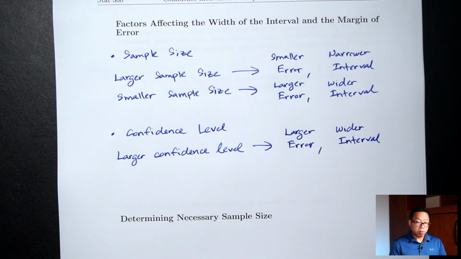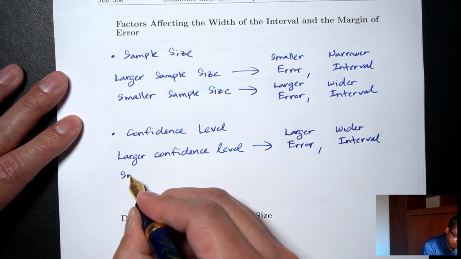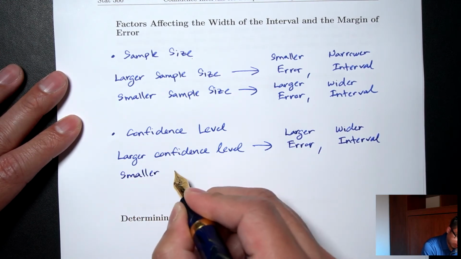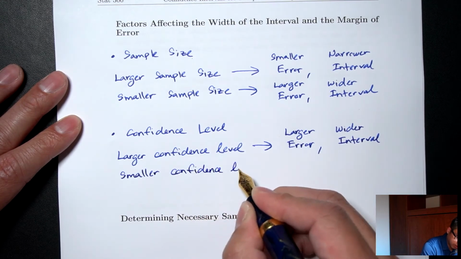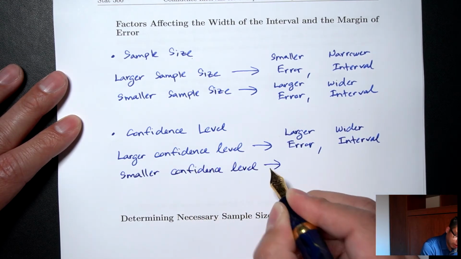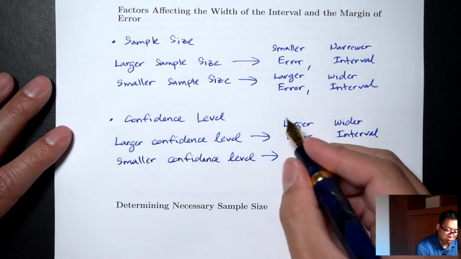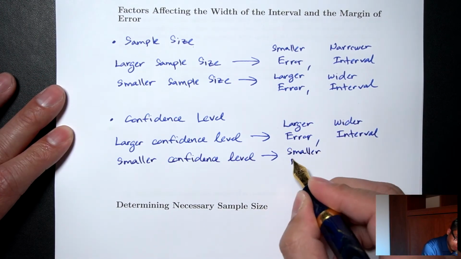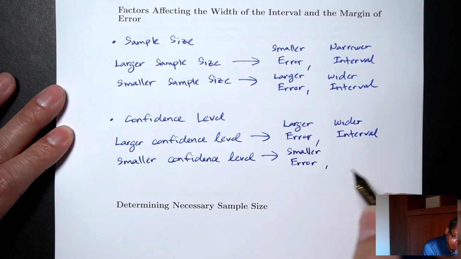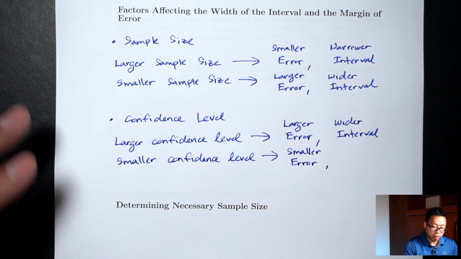If you use a smaller confidence level, you'll have the reverse effect. So you'll have a smaller error, which means you'll have a narrower interval.